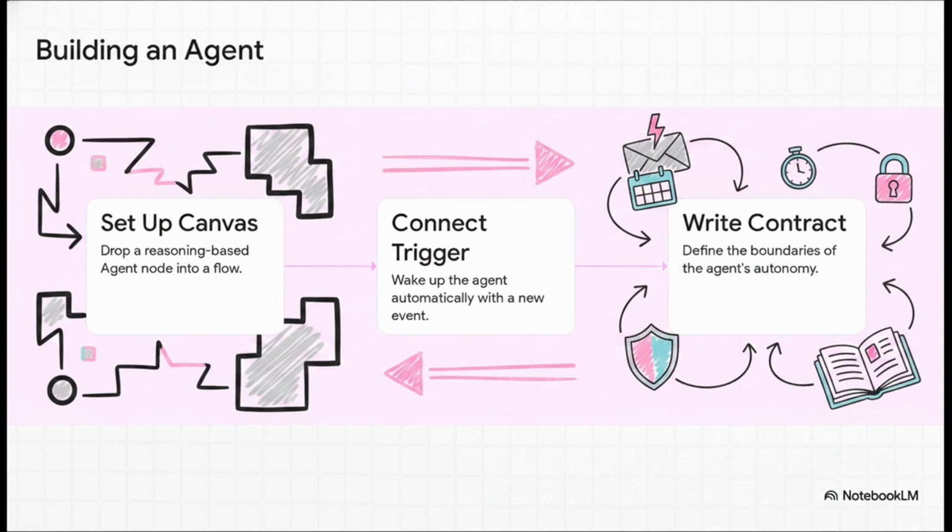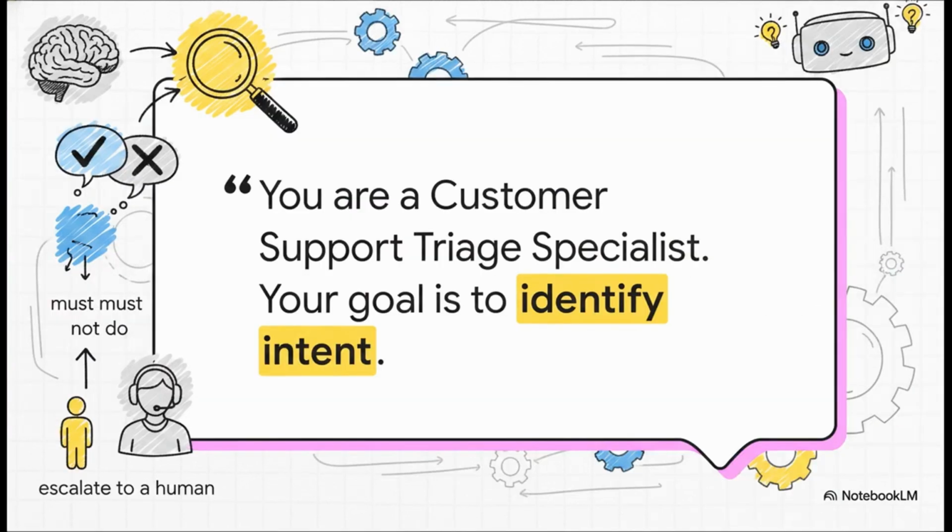And finally, step 3, you write the instructional contract. Think of the instructional contract as your agent's official job description. Because you're building with natural language, the words you choose literally become your programming code. You're defining the exact boundaries of your agent's autonomy. If you give it a lazy prompt like read my emails, it's going to get confused. But if you give it a rock-solid contract, it thrives.